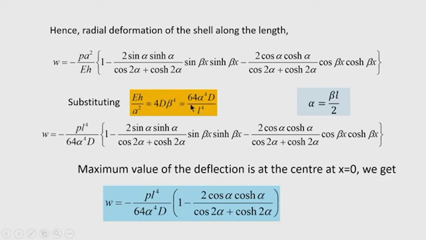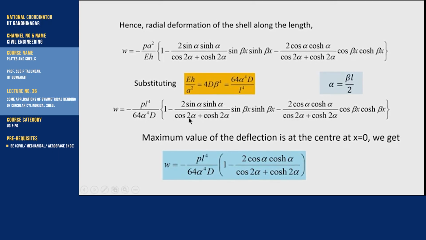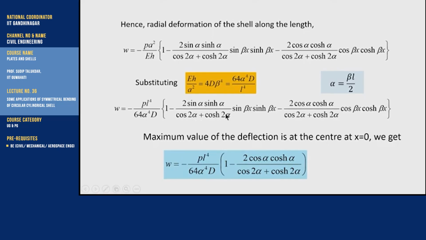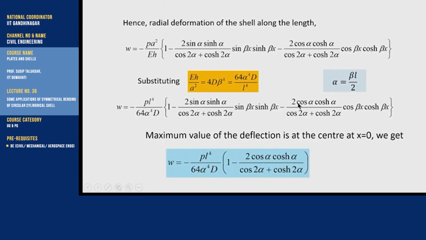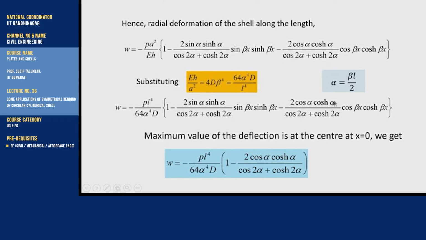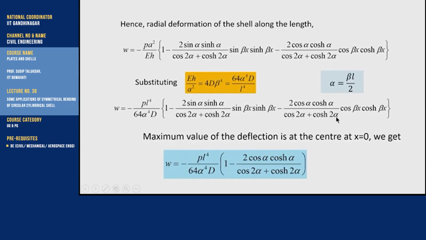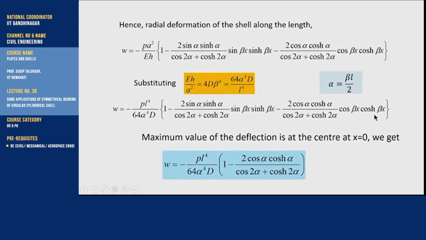So, using this parameter, we now express the deflection as W is equal to minus P L to the power 4 divided by 64 alpha to the power 4 into D, where D is the flexural rigidity of the shell, multiplied by 1 minus 2 sin alpha sin hyperbolic alpha divided by cos 2 alpha plus cos hyperbolic 2 alpha sin beta x sin hyperbolic beta x minus 2 cos alpha cos hyperbolic alpha divided by cos 2 alpha plus cos hyperbolic 2 alpha cos beta x cos hyperbolic beta x. Okay.